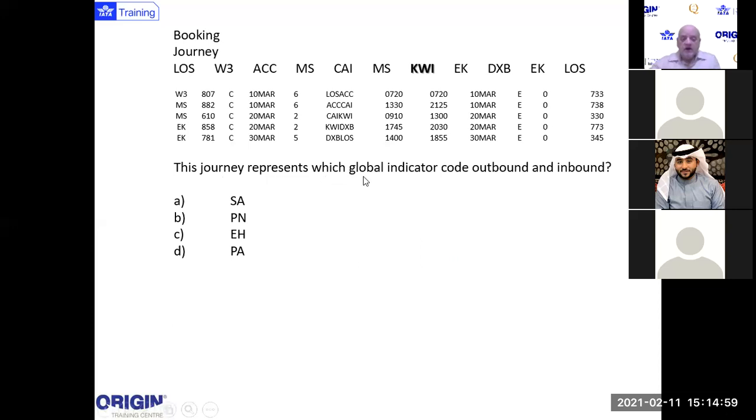Which journey represents the global indicator outbound and inbound? Now, we've already decided everything is Area 2. Africa, Africa, Middle East, Middle East, Middle East, Africa. The EH is going to be EH, done, finished, an easy 1 point.